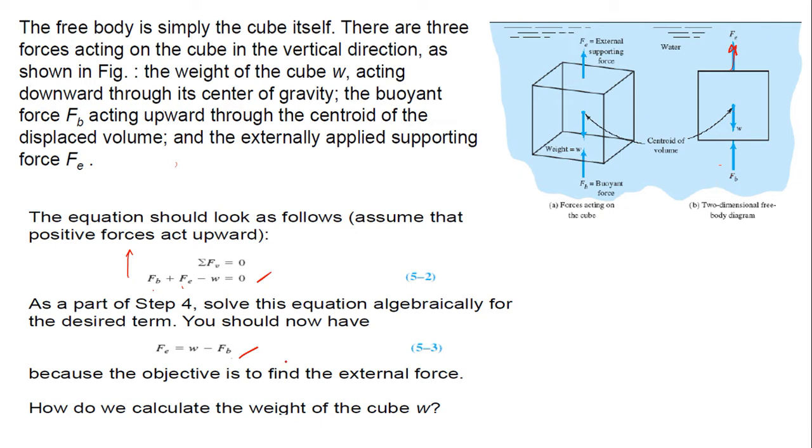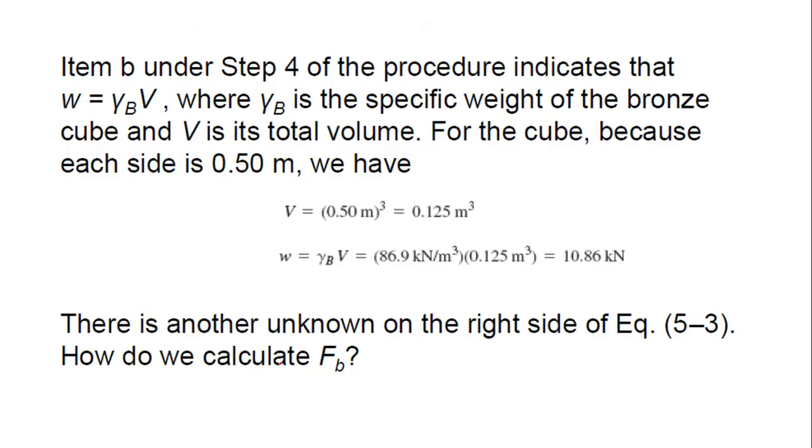So now you have to find the weight of the object and the buoyant force, and to find the FE. Okay, same as before. So now they gave you the specific weight, and they give you the volume. So from there you can find your weight, W, just by multiplying those.